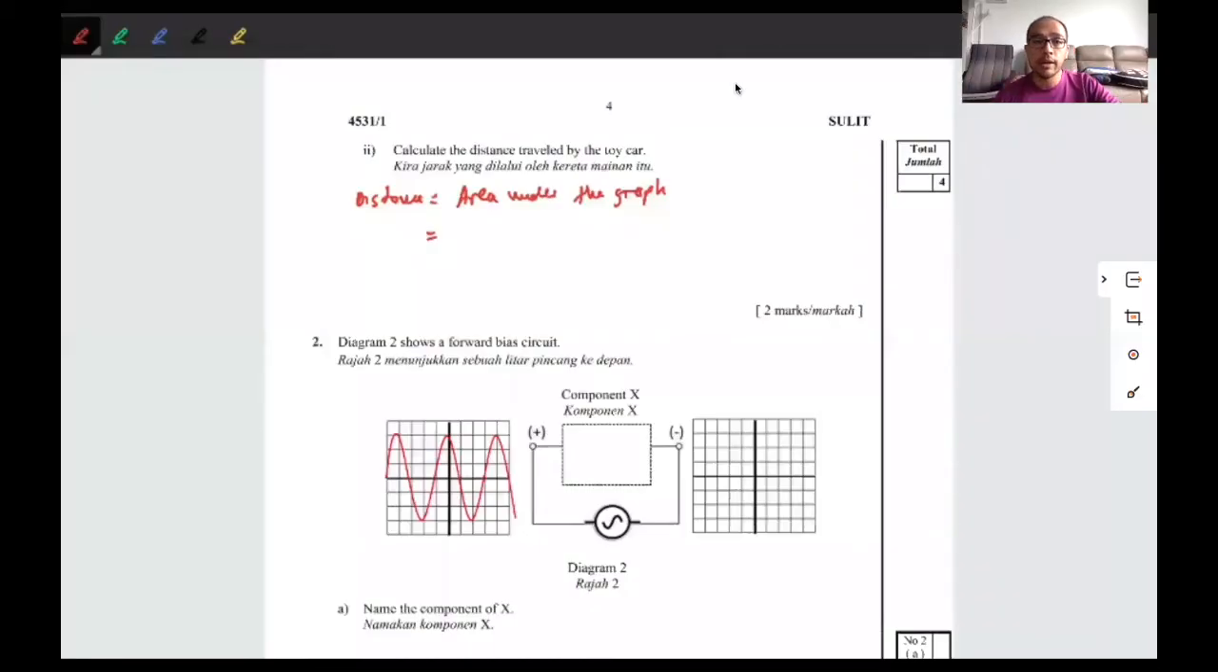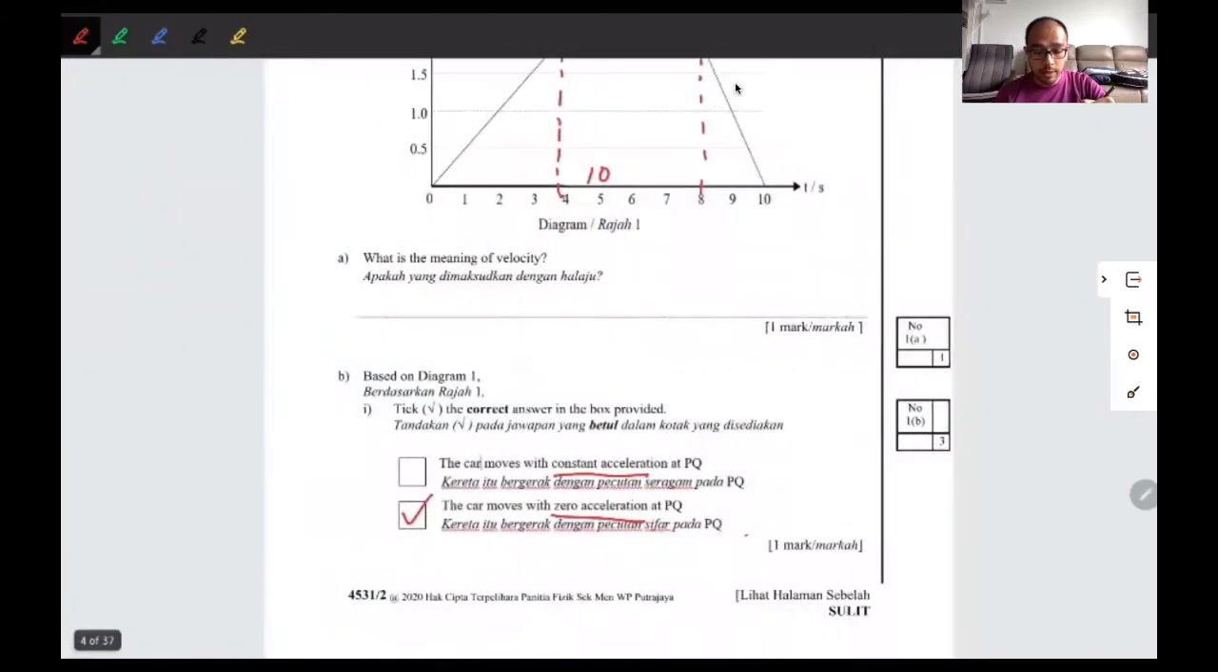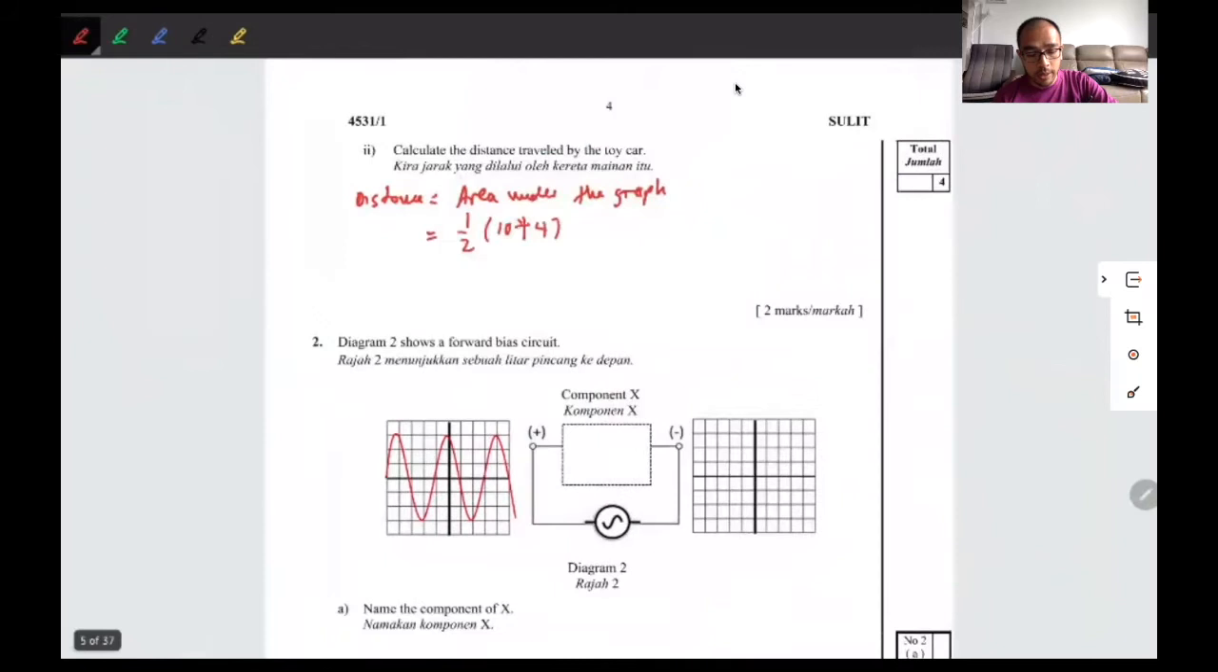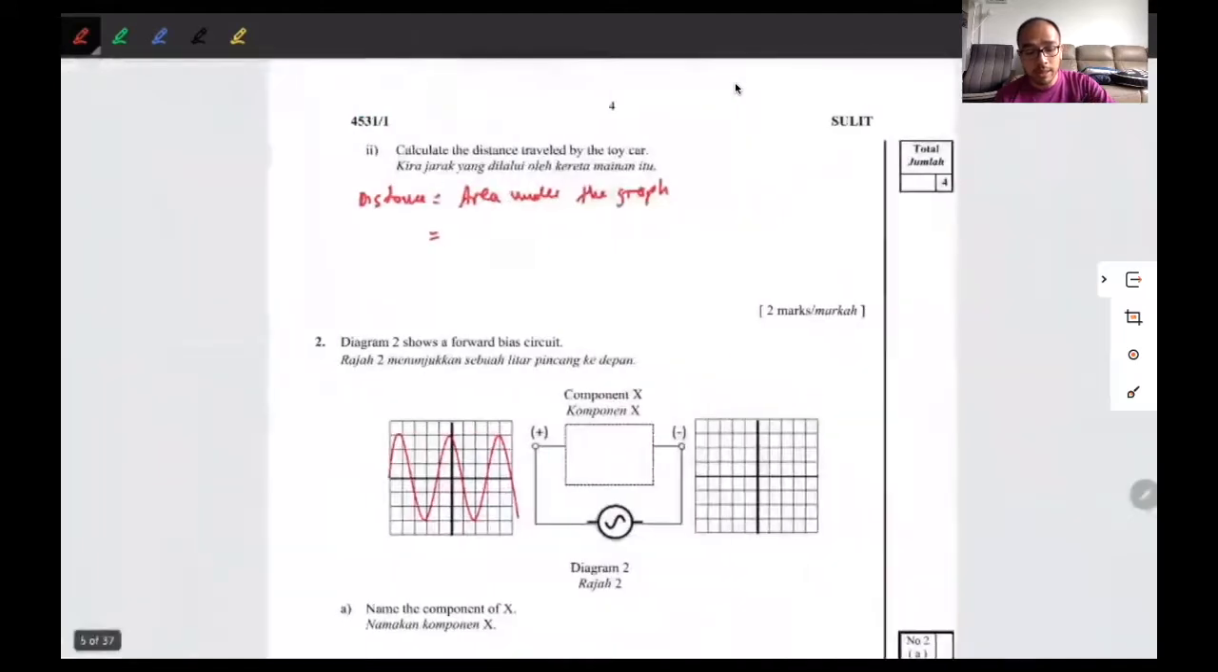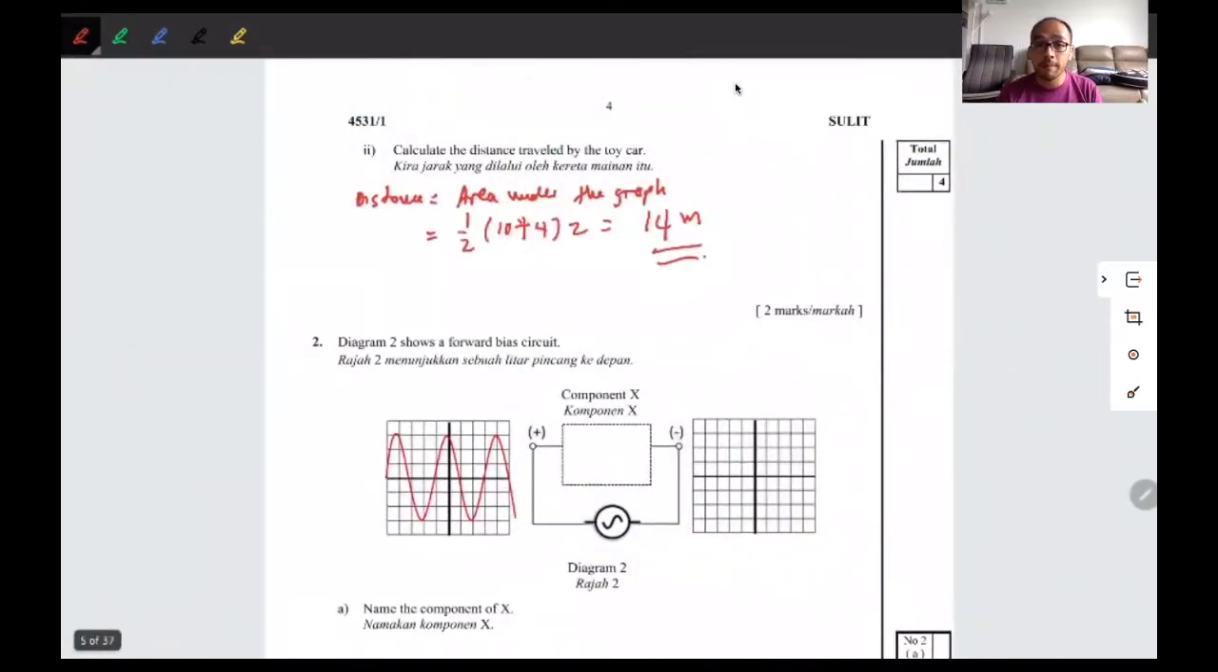Okay, so distance is area under the graph, and as I said before, you don't have to write the words area under the graph. I just write it to explain what's happening. But the area under the graph is 1/2 times 10 plus, how much was it just now? 4. Okay, 10 plus 4 times 2, so this will give you 14. And once again, don't forget the unit. Unit is meters. Just make sure you have that. How are the 2 marks given? 1 mark for correct substitution. Final answer with the unit is always another mark. So actually the words area under the graph are not necessary, but you know.